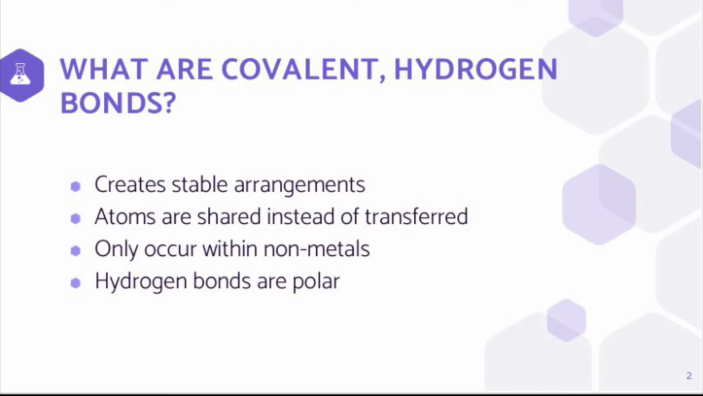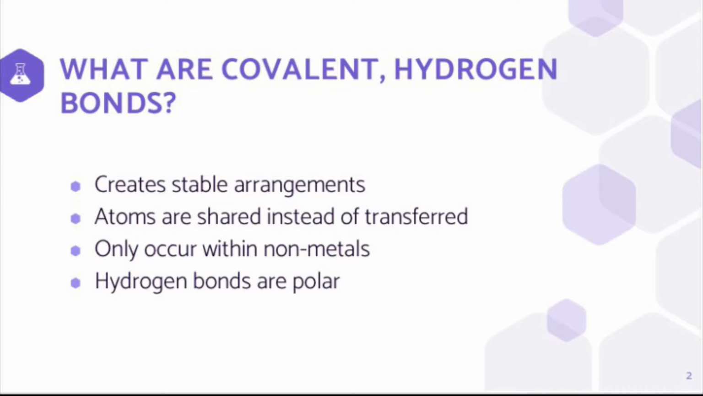Covalent bonds are formed by atoms when they attract each other's electrons into their own valence shell. This creates stable arrangements. When covalent bonds are formed, atoms share electrons instead of transferring them to have full outer shells. Covalent bonds only occur within nonmetals. This is because of the differences in electronegativity.